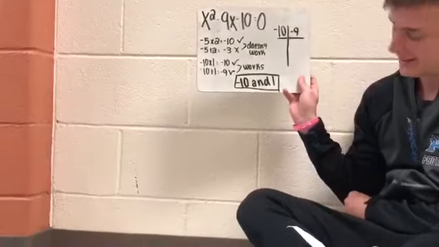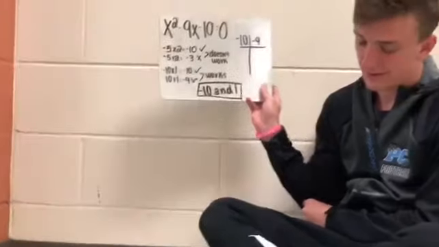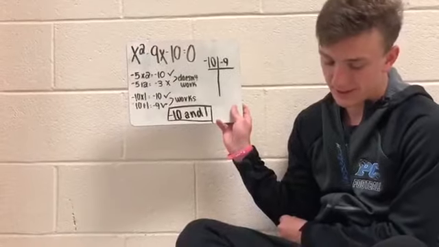So how about we try this? Negative 10 times 1 gives us negative 10, but adds to give us negative 9. That's what we needed. Now that we have the two magic numbers that Cameron helped us find in the last step, we have to bust out our B.